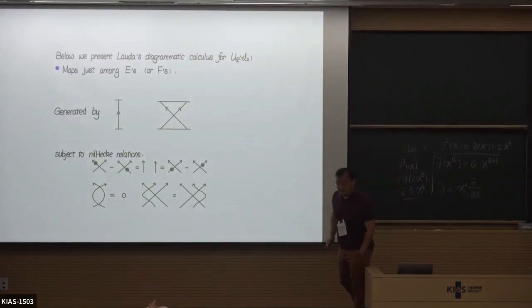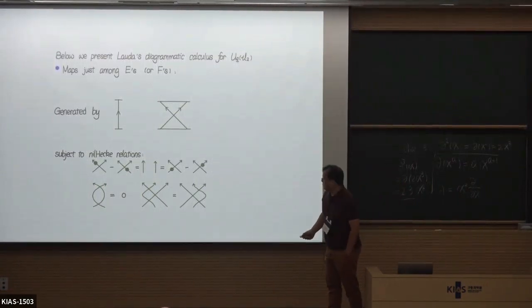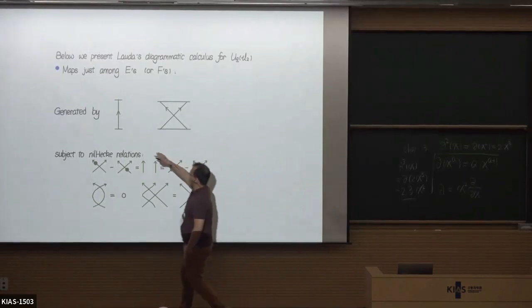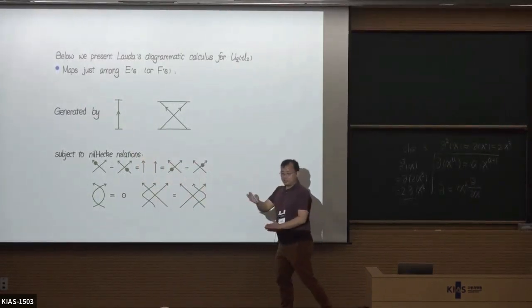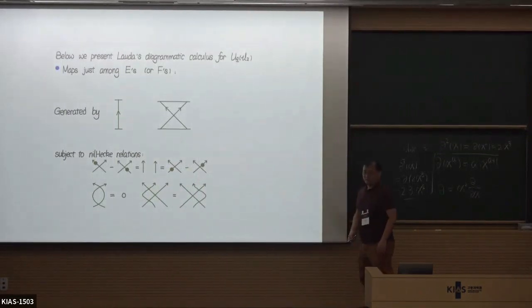Dot. I forgot to draw this. This generator should carry a dot, so it's just an endomorphism from E to itself.